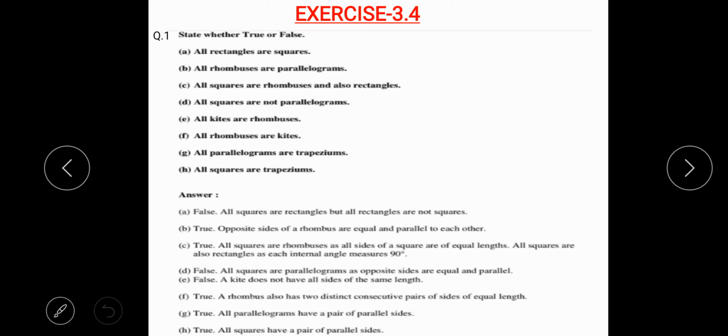Now let's look at exercise 3.4. The first question is related to true and false. You have to state whether the given statement is true or false, and also you have to give the reason. So let's look at the first part. All rectangles are squares. Is it true or false? Yes, this is false. Why?